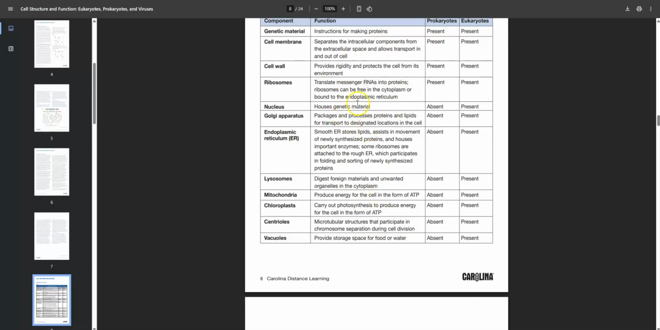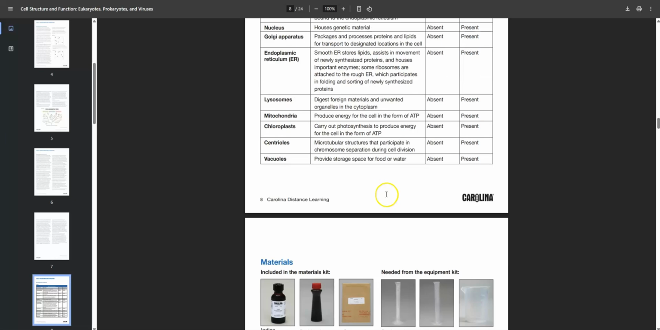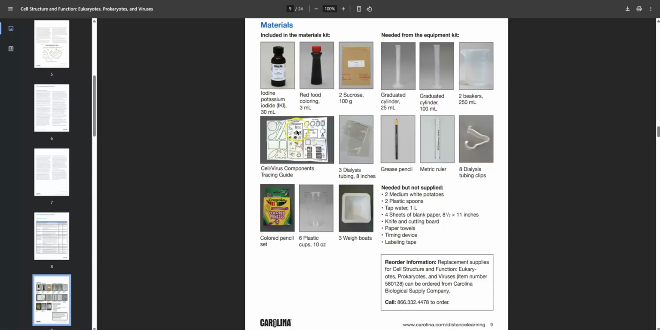So you have this table here that tells you about the different components of the cell and its function, and whether it's in a prokaryote or a eukaryote. Prokaryotes don't have a nucleus, whereas eukaryotes do. Eukaryotes are definitely more complex than prokaryotic cells are.